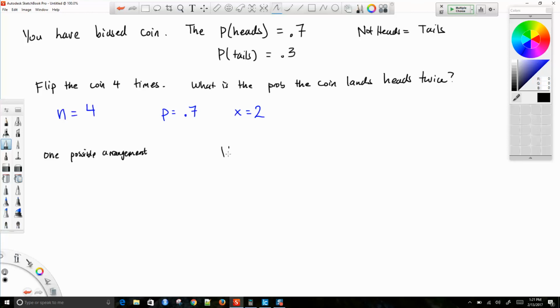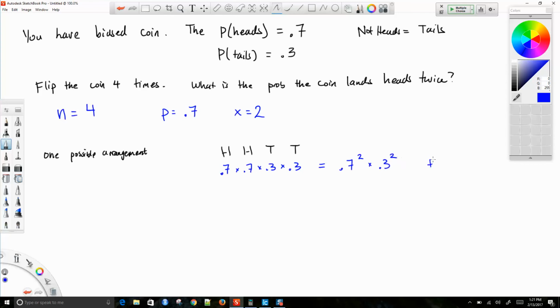It could go heads, heads, tails, tails. Okay, all right, so let's do the probability calculation for this. The probability calculation is going to be 0.7 times 0.7 times 0.3 times 0.3. This is the probability of this exact sequence. So this is going to be 0.7 squared times 0.3 squared.